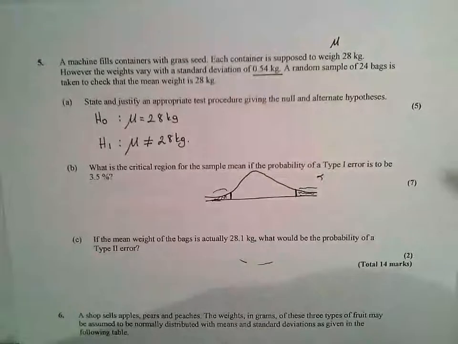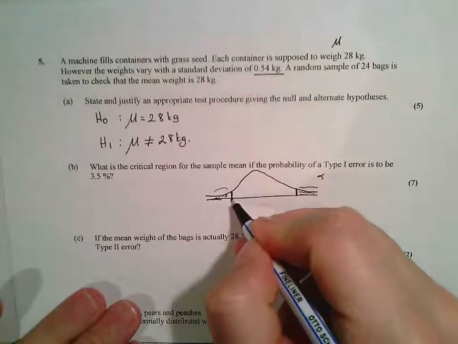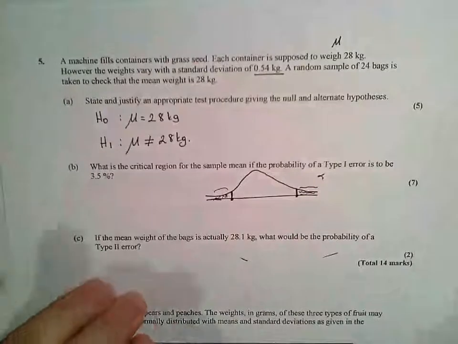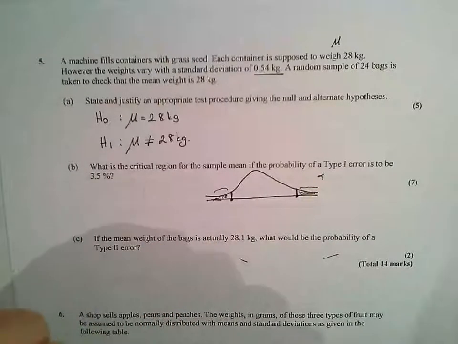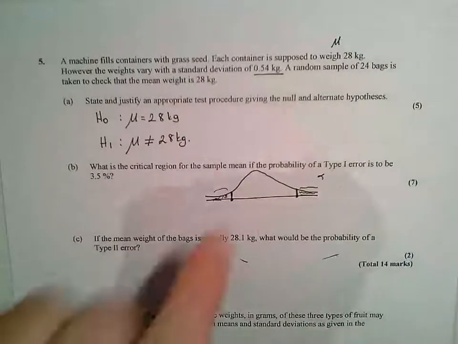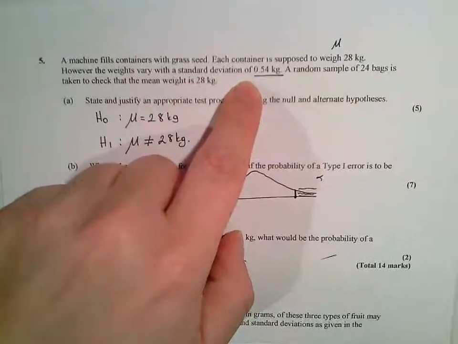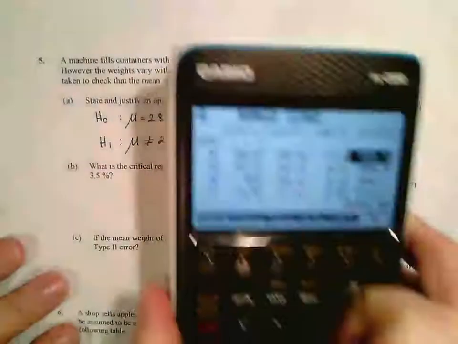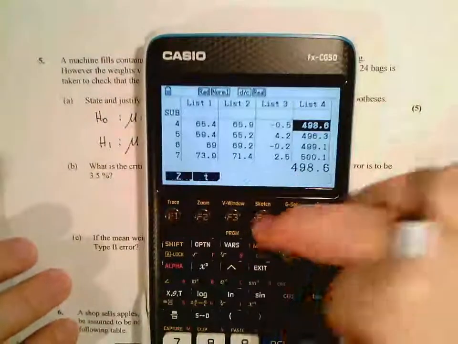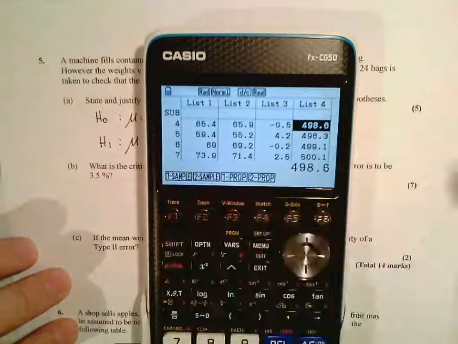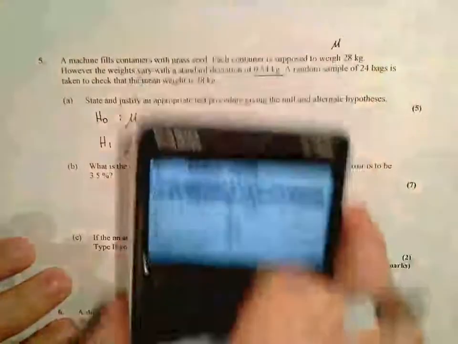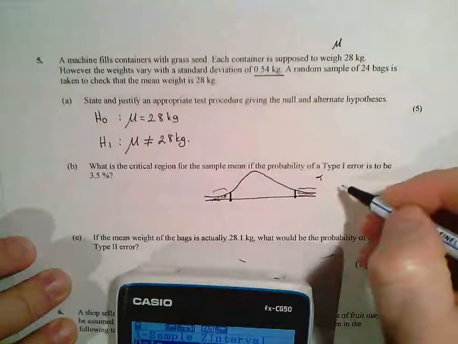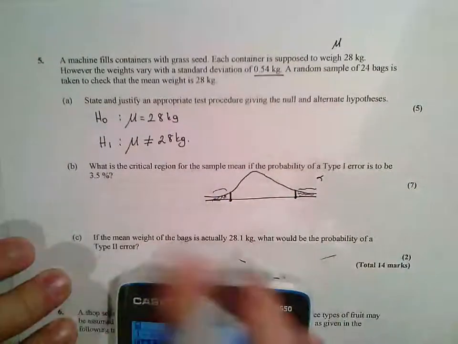It says, write down the critical region, write down those numbers here. How can we do it? Are we going to use the T or the Z distribution? Of course, Z distribution, because we know the standard deviation of the population. Okay, I will go to the interval and Z 1 sample, and then it's going to be from variable. What is my confidence interval? So 1 minus this, right?